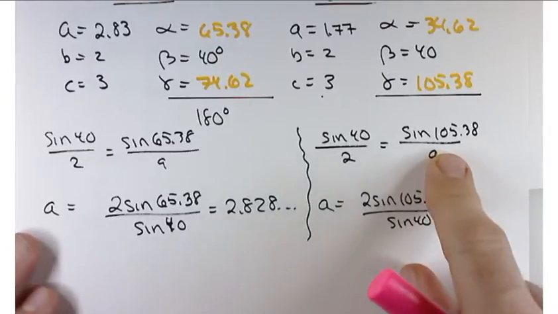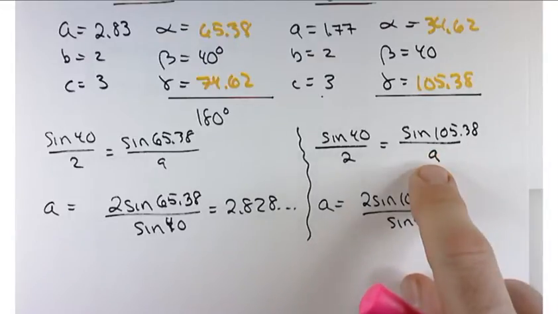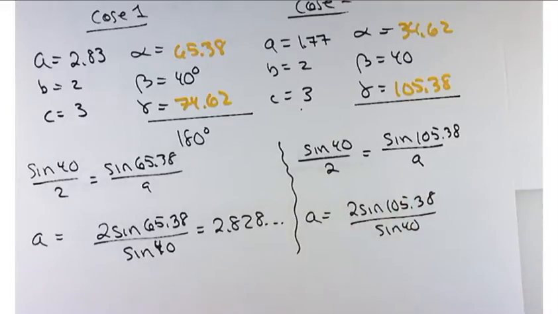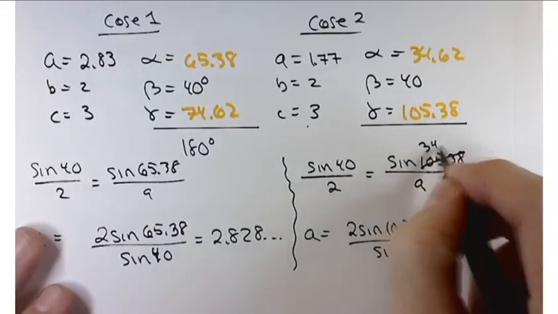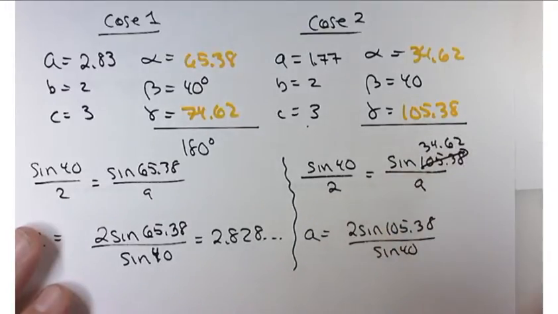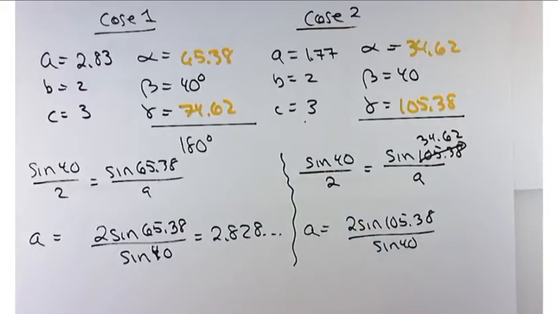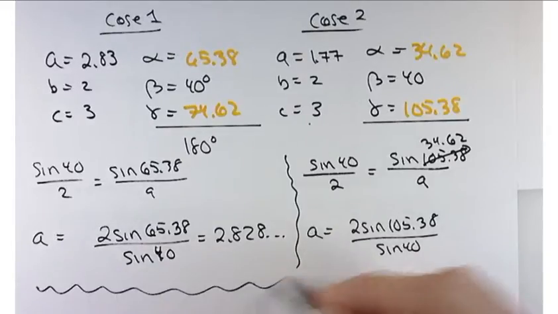Up here? Yeah, there. What should I have written? 34.62. Oh, okay. Yeah, there we go. I see what you're saying. 34.62. Thank you. Okay. Thank you.